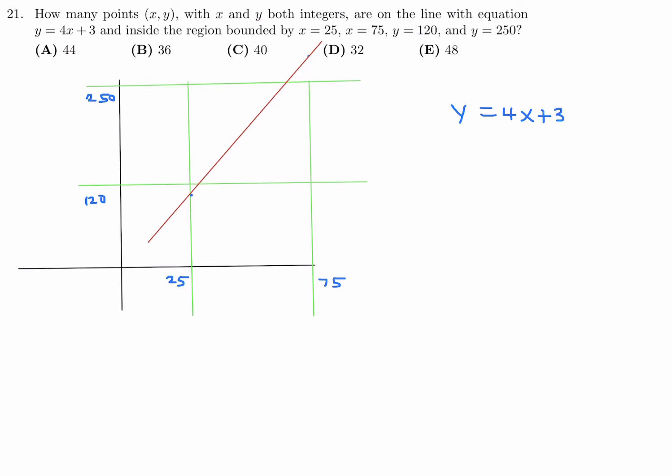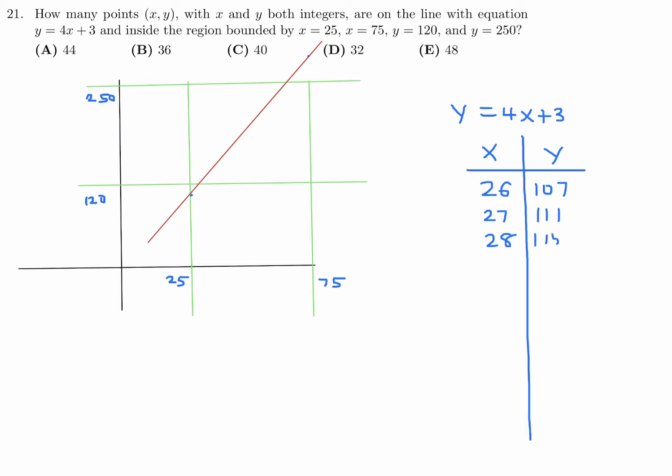So now the equation has to be looked at in terms of these boundaries. So let's just make a little table for ourselves, x and y, and off we go. So they want it inside this region, so we obviously have to go above 25, so let's go to 26. When x is 26, when you plug it into that equation, we get 107. When x is 27, we get 111. When x is 28, we get 115, and so on, right? 29 will give you 119.